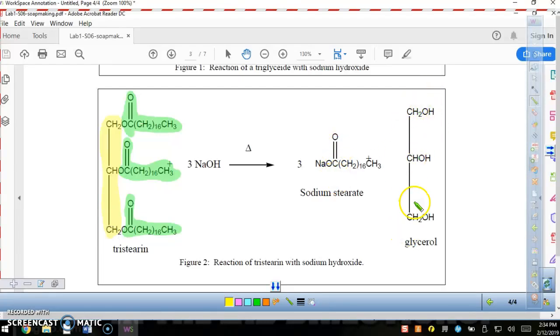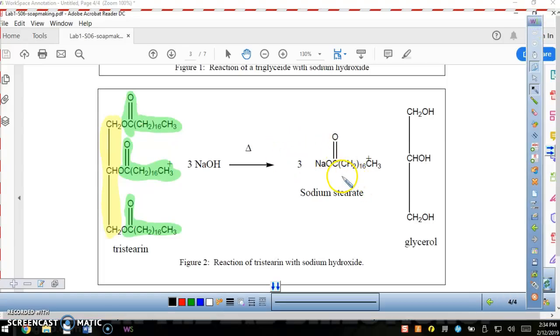So we have glycerol that gets separated out in this process, and this is a byproduct. It's something that we'll just end up washing down the drain. And we have what is called a sodium salt. Now this is a salt that is soap. So this part is soap. Now we're going to talk more about the structure of that here in a little bit and why this is soap and what it does and why it's important.